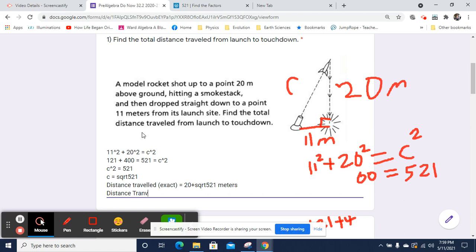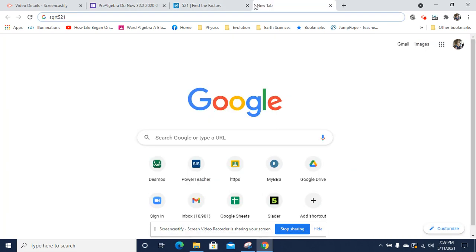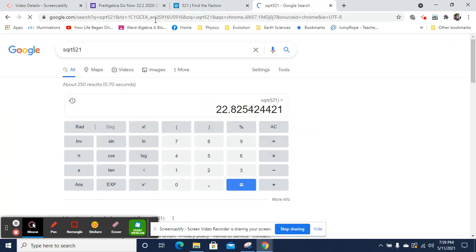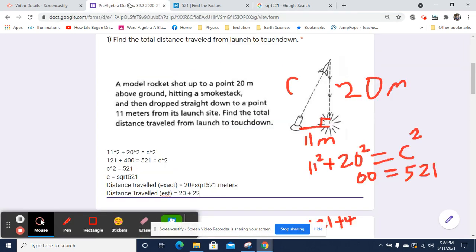Distance traveled, estimate, is going to be 20 plus, what was that again? 22.8-ish. Plus 22.8. Okay, and so that becomes 42.8 meters approximately. Okay, now let's go on to the next one.